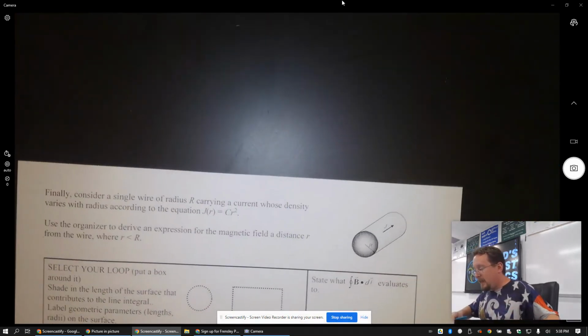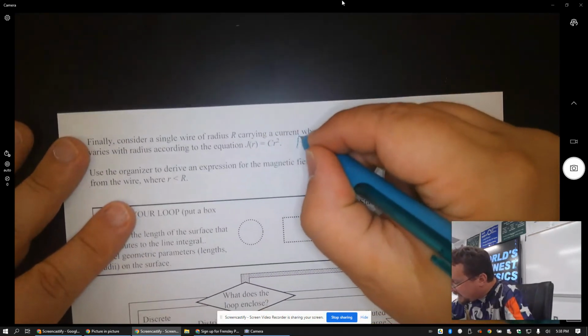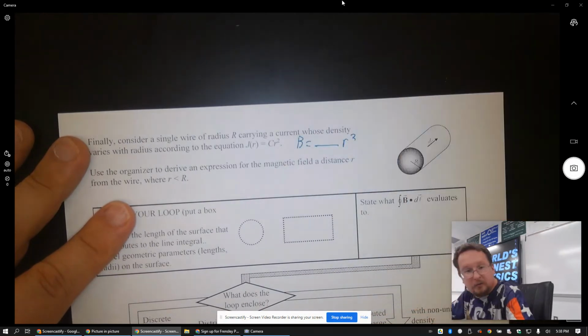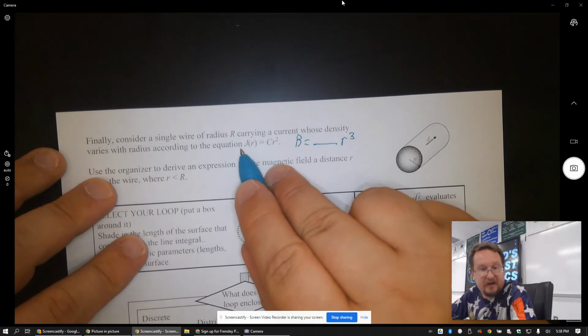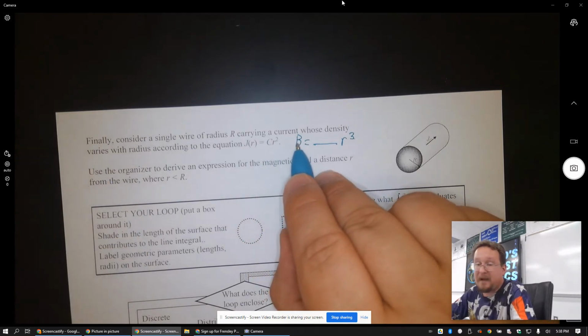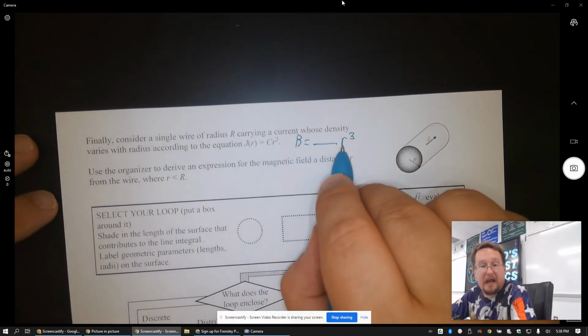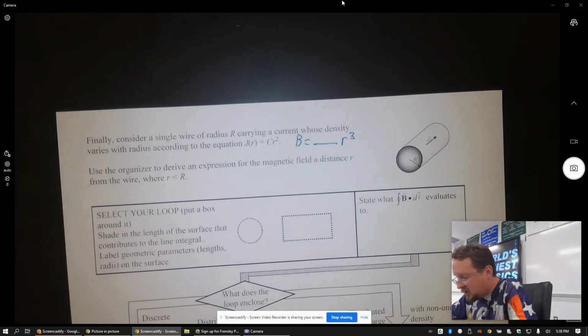Okay, one more. This is the last one. I'm going to tell you right now that the magnetic field is going to be some r to the cubed. How do you know that already? Because that's one power higher than the density. The density is r to the 2. The field, electric or magnetic, doesn't matter, is going to be r to the cube, a third power. I just know that already.